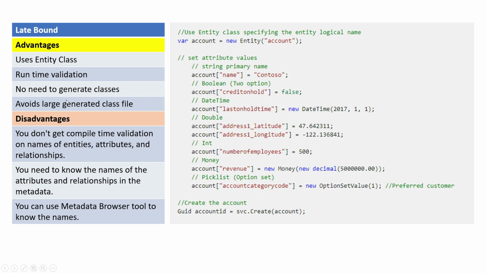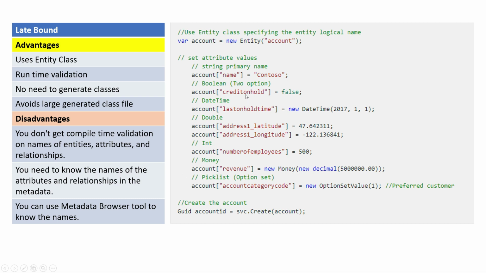The disadvantage of late binding is you do not get compile time validation on names of entities, attributes and relationships. Whatever entity name and attribute name you provide here are not validated while you compile your project, right? They are only validated at runtime. So if you make any mistake while typing this attribute name, it will throw an error. So it is always best practice to use the metadata browser to identify the exact logical name of the column, then you can put it here. So you need to know the names of the attributes and relationships in the metadata, right?